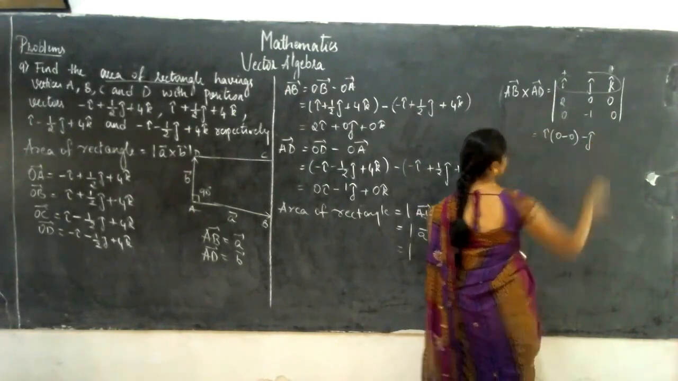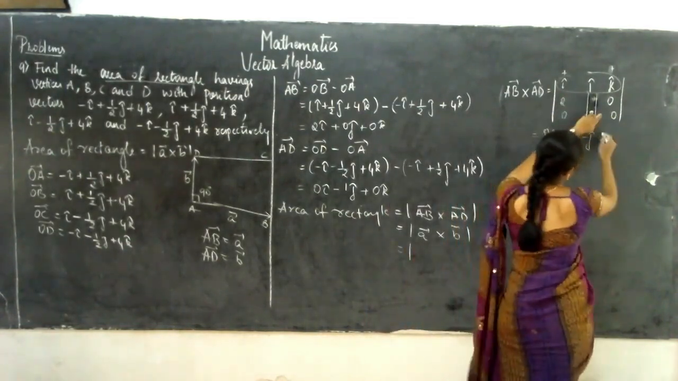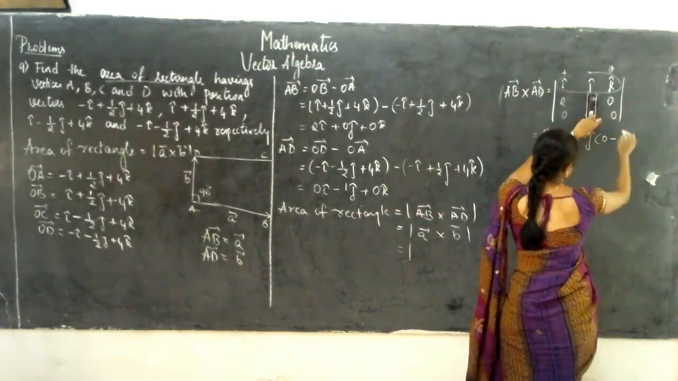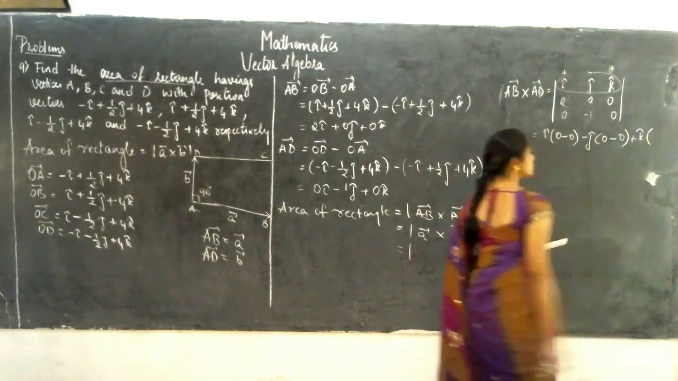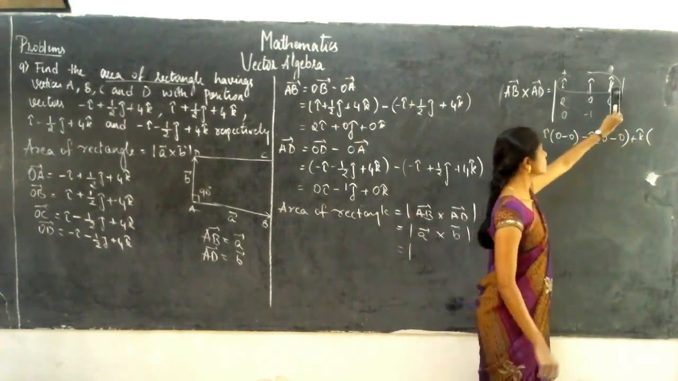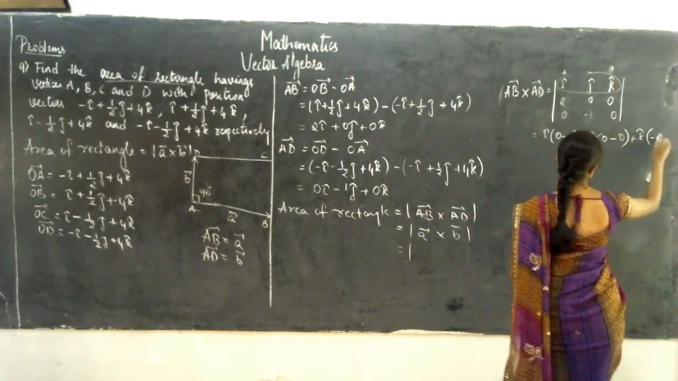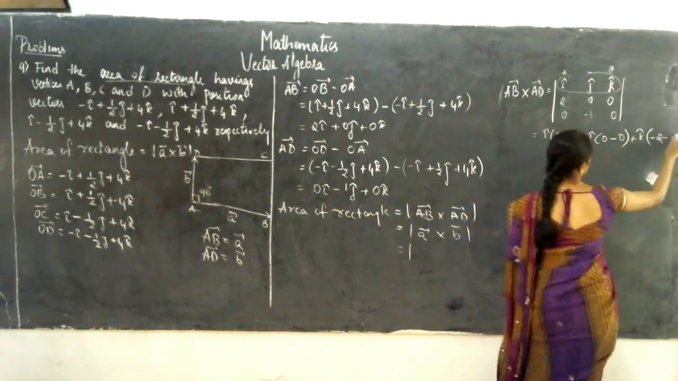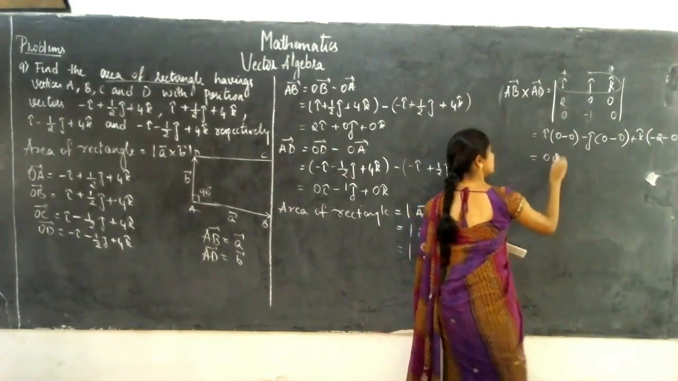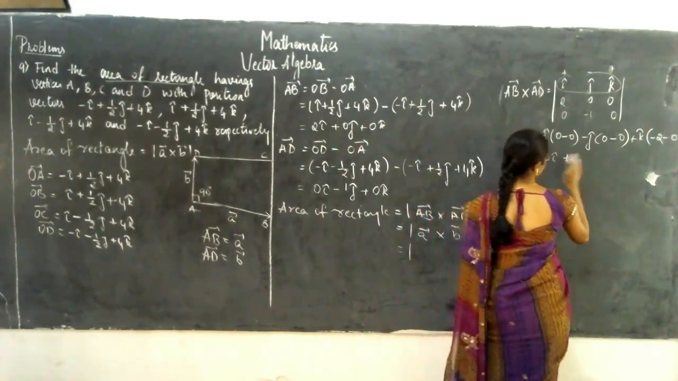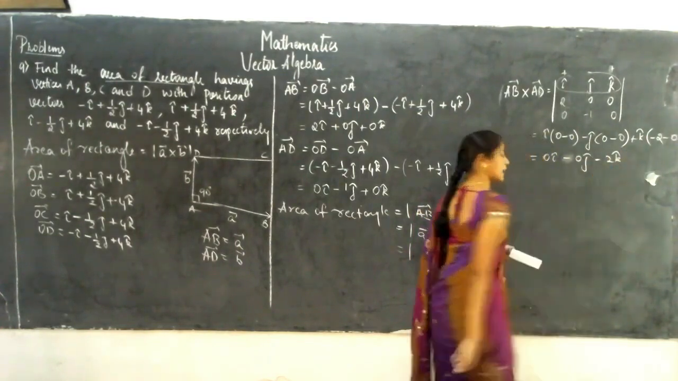Next, minus j cap. Now neglecting the first row and the second column, so 0 into 0, 0 minus again 0 into 0 into 0. Next, plus k cap into, now neglecting the first row and the third column, 2 into minus 2, it is minus 2 minus 0. Therefore, you will get 0 i cap plus or minus 0 j cap, then minus 2 k cap.